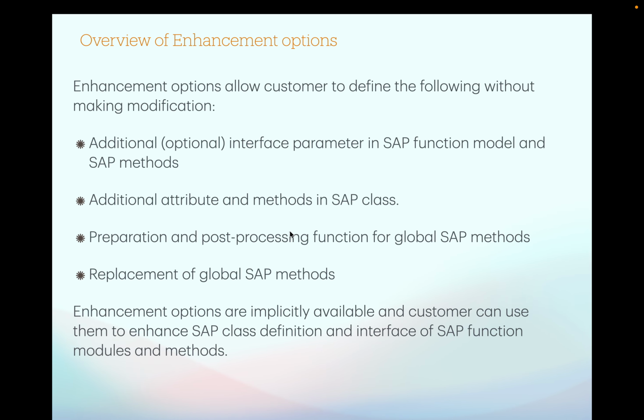repository objects is that we can add an additional interface parameter in the SAP function module and SAP methods. We can add the additional parameter to the FM or SAP methods, and an additional attribute or method in the SAP class. In the SAP standard class, we can add the additional attribute or method. Replacement of the global SAP methods is also possible with these enhancement options.